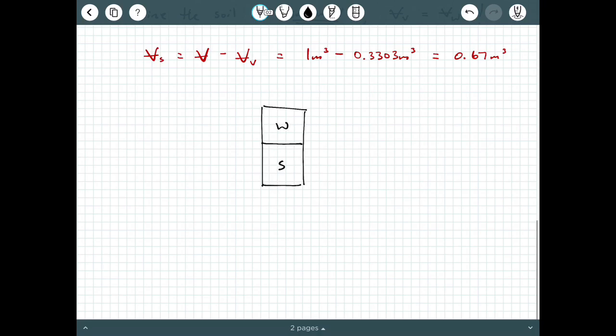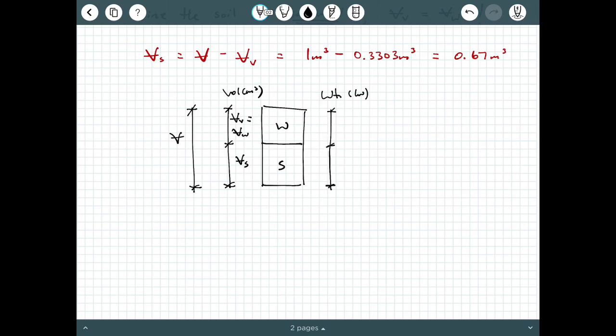You could just say water and soil solids here, okay? And then, of course, on the volume side, cubic meters, and then you have the weight side in kilonewtons. So over here, you've got volume of voids equals volume of water, and we have volume of solids, and then we have total volume, and then, of course, we've got weight of water, weight of solids, and total weight.